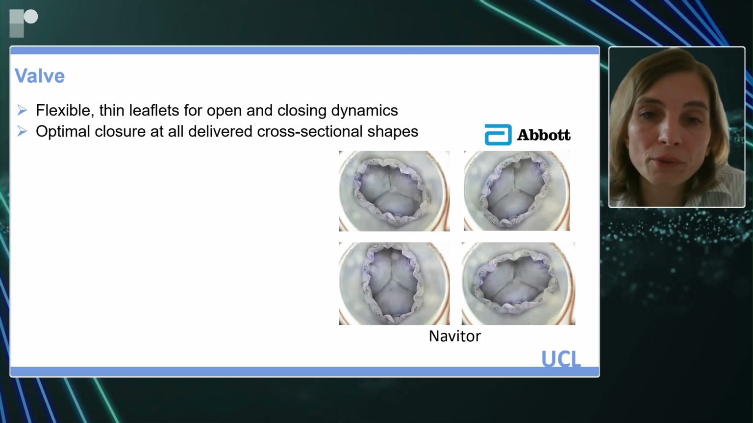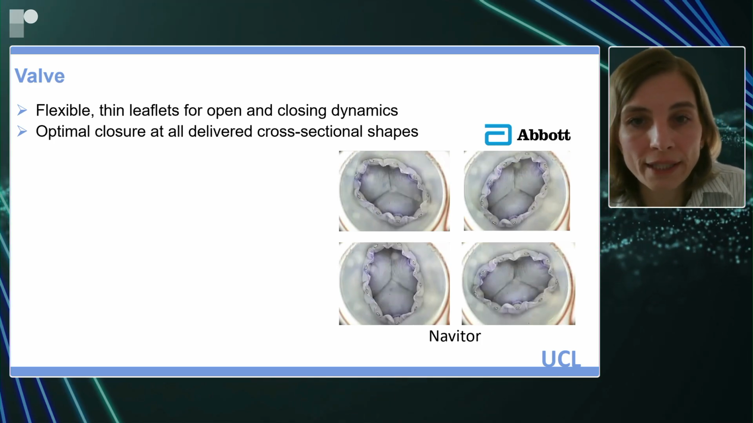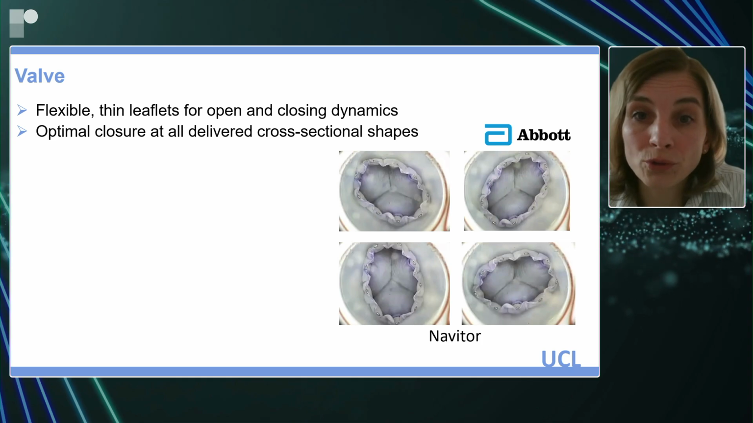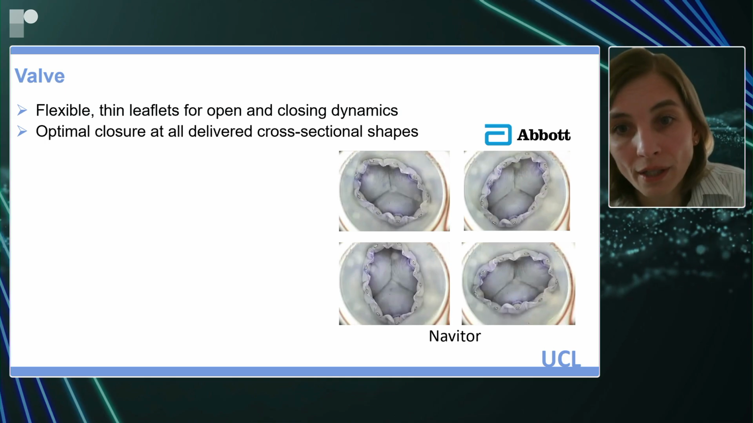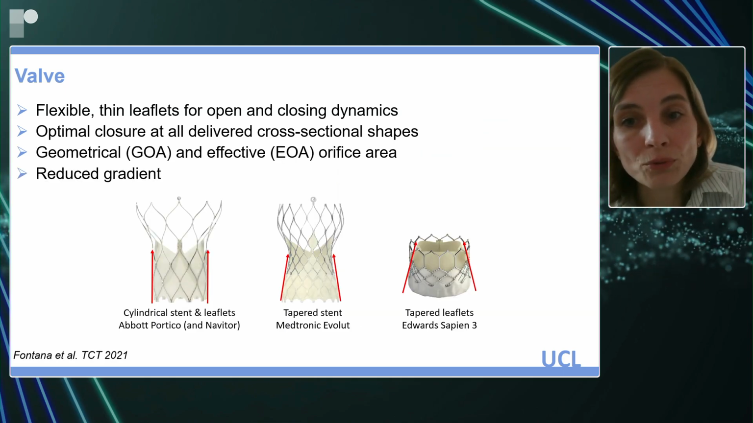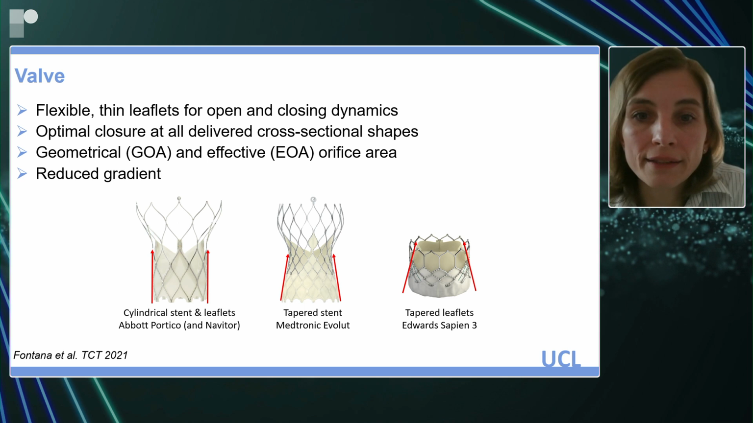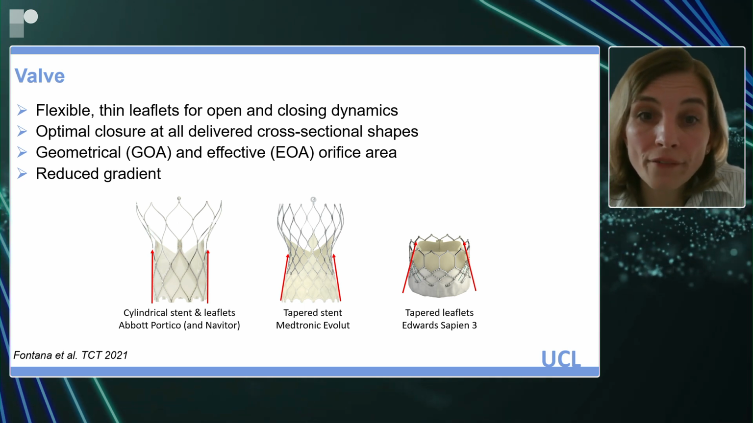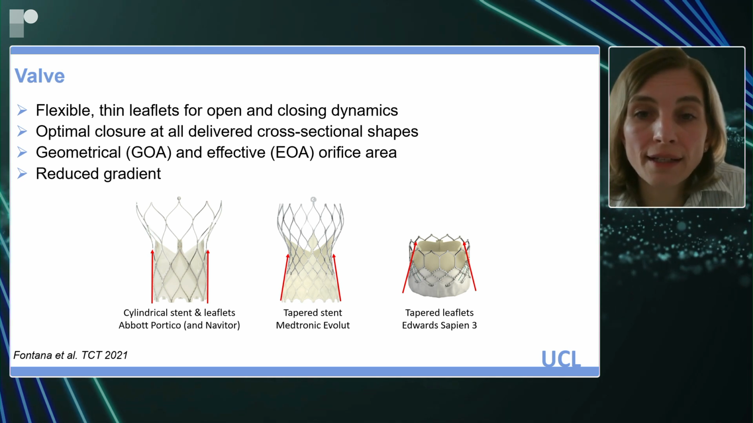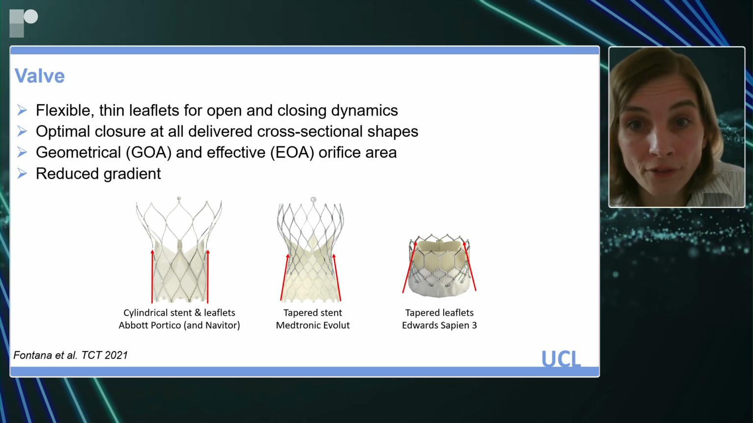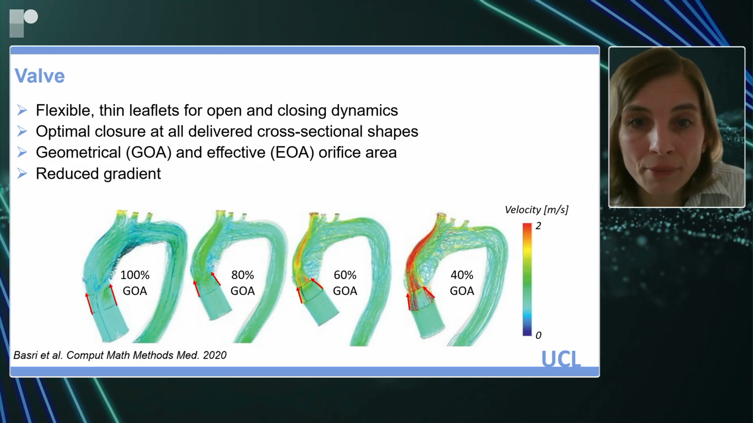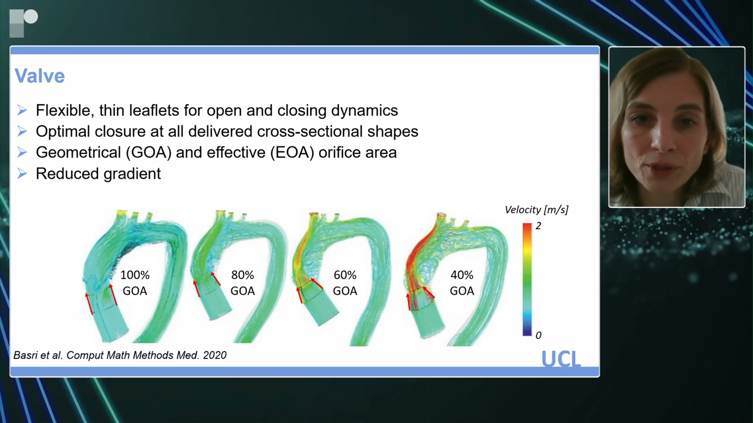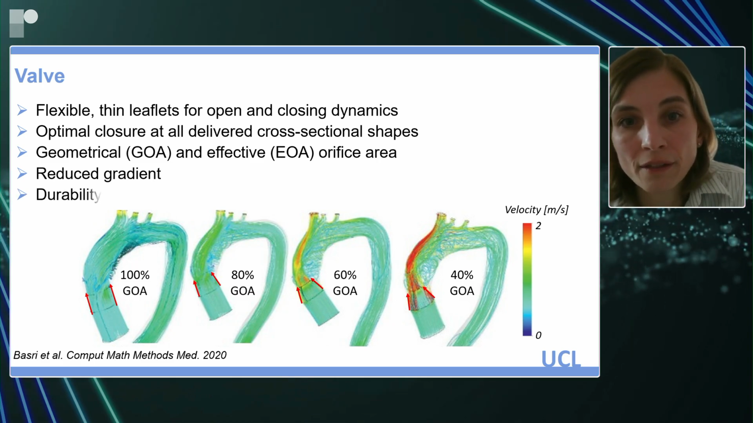If we look at the valve itself, we want to have a flexible thin leaflet to guarantee good dynamics. We want to have an optimal closure at all deployed cross-section shapes. So even if the cross-section is not circular at all, like in the pictures achieved by Navitor, we also need to work in terms of the geometry of the leaflets and the combination of stent and leaflets to guarantee a good geometrical orifice area that has a huge effect on the effective orifice area and potentially on the gradient across the valve. And you can see here in this fluid dynamics study the effect that the different shapes in terms of geometry of the valve can have on the hemodynamics itself.